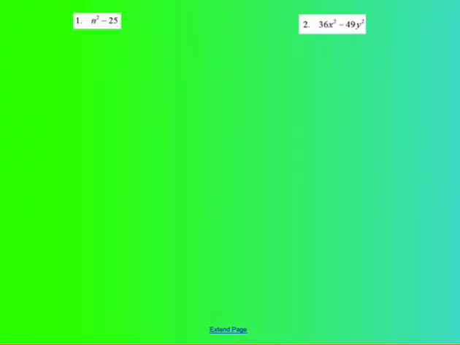So for number 1, first of all, I see that I have two terms. They are both perfect squares. N squared, any even exponent is a perfect square. And think of your numbers that are perfect squares: 4, 9, 16, 25, 36, 49, and so forth. All of those are perfect squares. So because I have two perfect squares and no greatest common factor that I can take out, I can make my two parentheses. I'm going to put a plus in one parenthesis and a minus in the other.